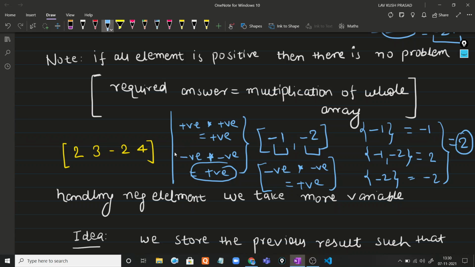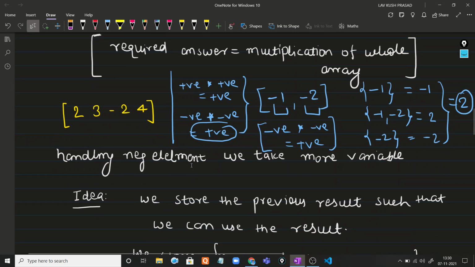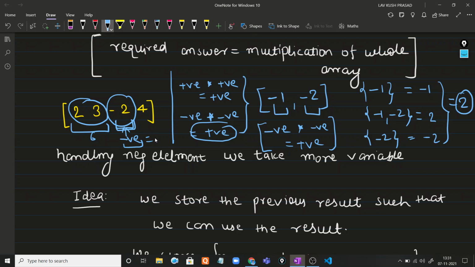We can take a variable to store the previous result, right? Let's suppose we are at this position, so we can store the result of the previous one. Like the maximum product of this subarray is 6, and the current value of nums is negative. If you multiply with a negative, the answer would be negative, but we don't want this because we want to take the maximum product.